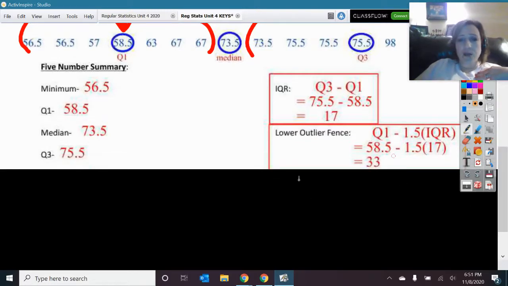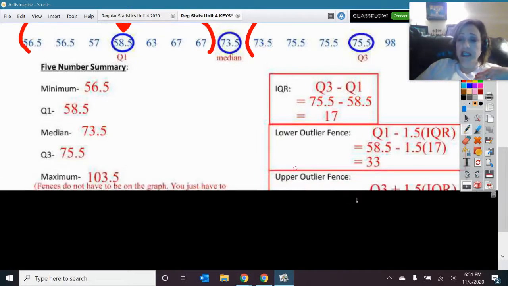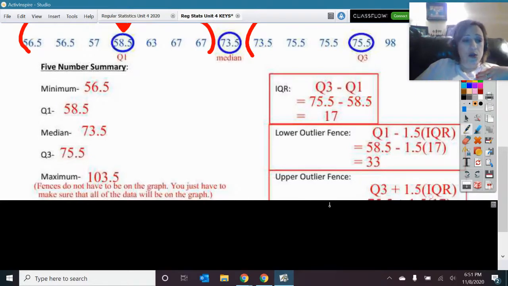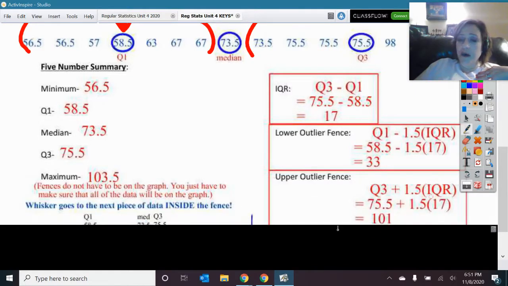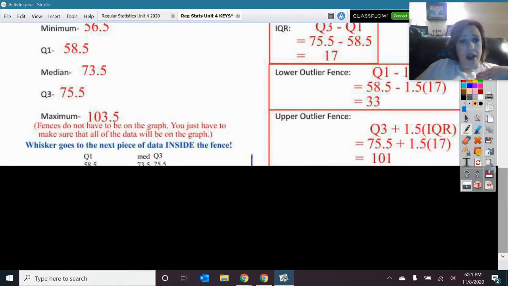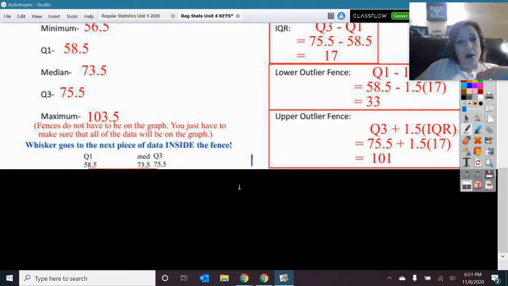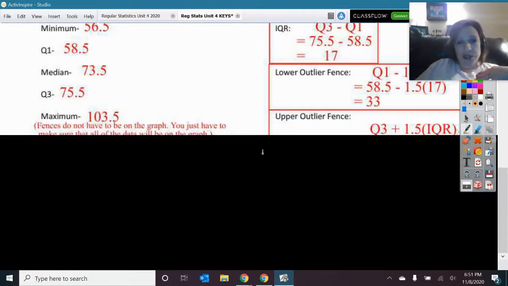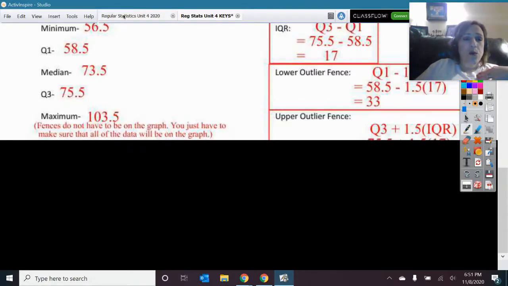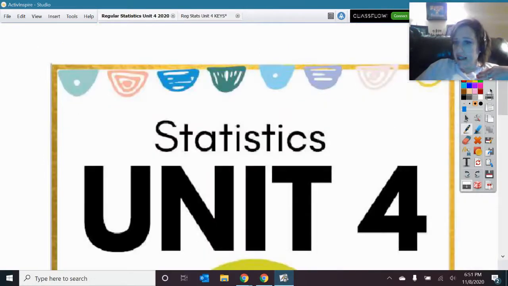And then we have the upper outlier fence. It is Q3 plus 1.5 IQRs. So that is at 101. So let's go down here and start doing our graphing, which is scale, box, fences, whiskers; scale, box, fences, whiskers.